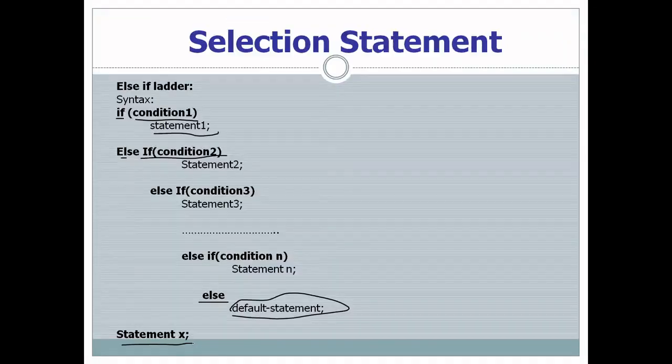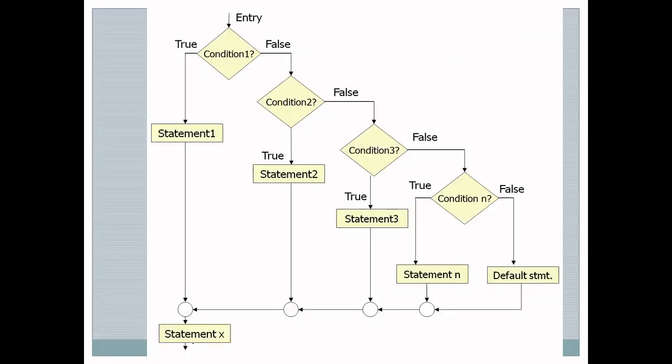So the same has been demonstrated for the else-if ladder in pictorial form. You have condition 1. If this is true, directly execute statement 1, come out of the if condition and go to statement X. If condition 1 is false, it will go to condition 2 and check. If condition 2 is true, statement 2 is executed and again it goes to statement X.